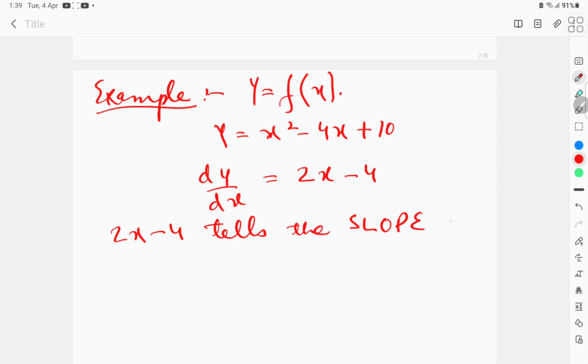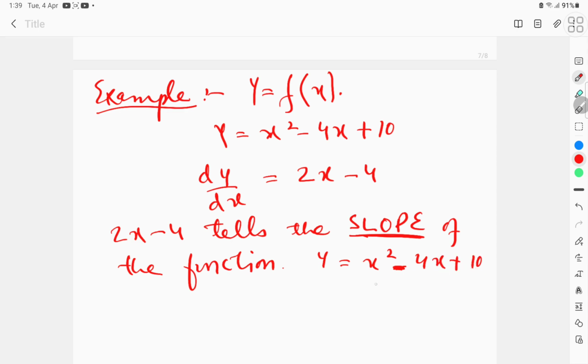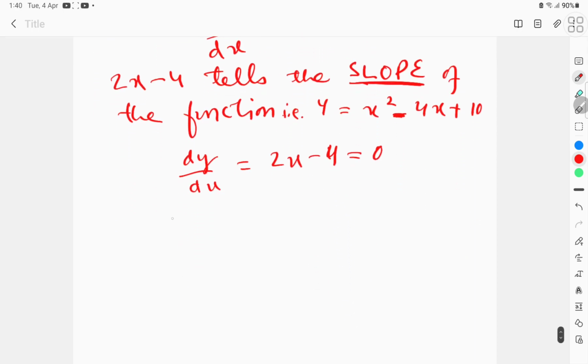It tells the slope of the function. The first derivative will tell the slope of the function y is equal to x square minus 4x plus 10. So when we differentiate, dy with respect to dx, 2x minus 4 is equal to 0. So let us find the value: 2x is equal to 4, and x is equal to 4 divided by 2, it will be 2.